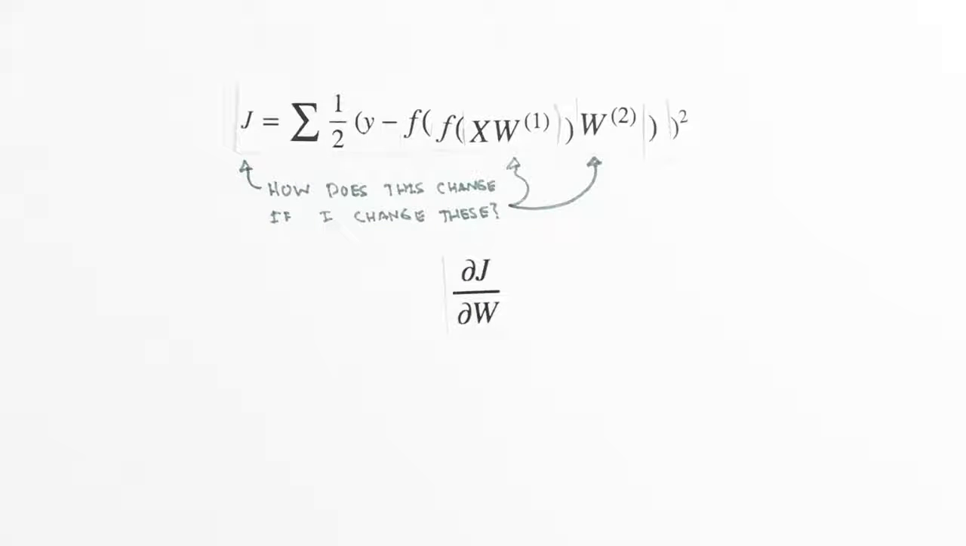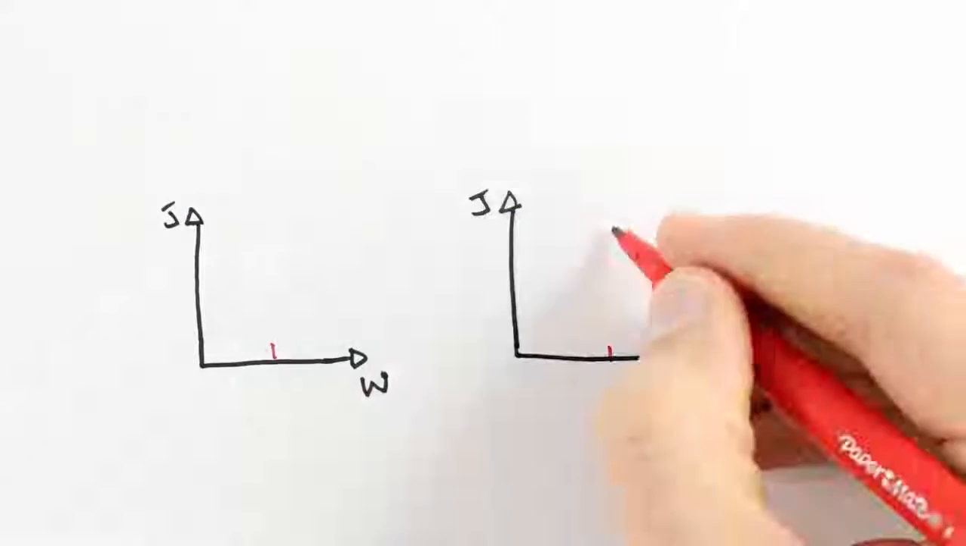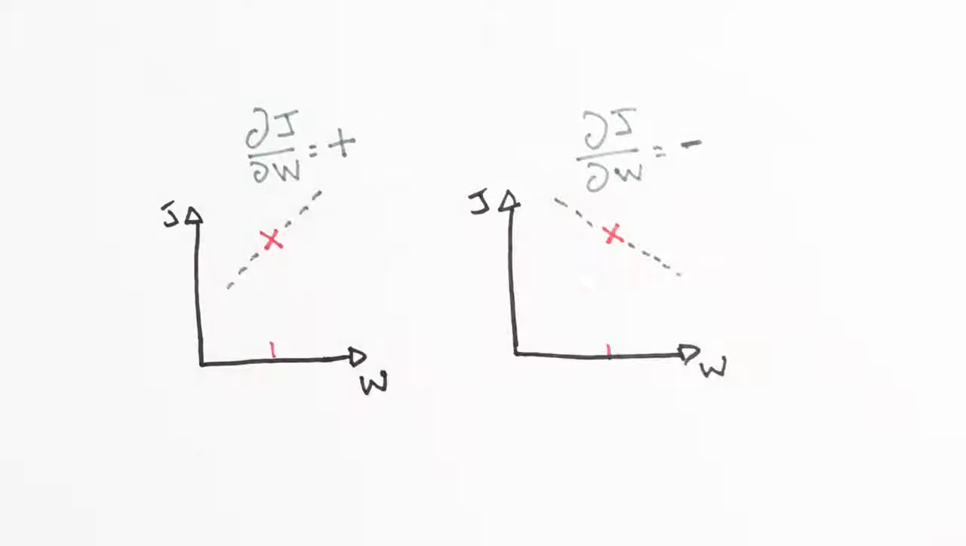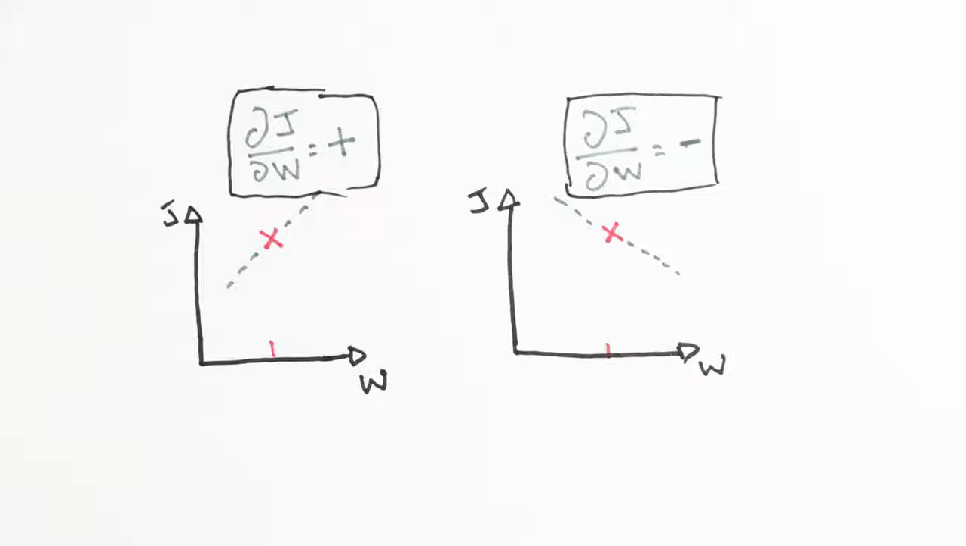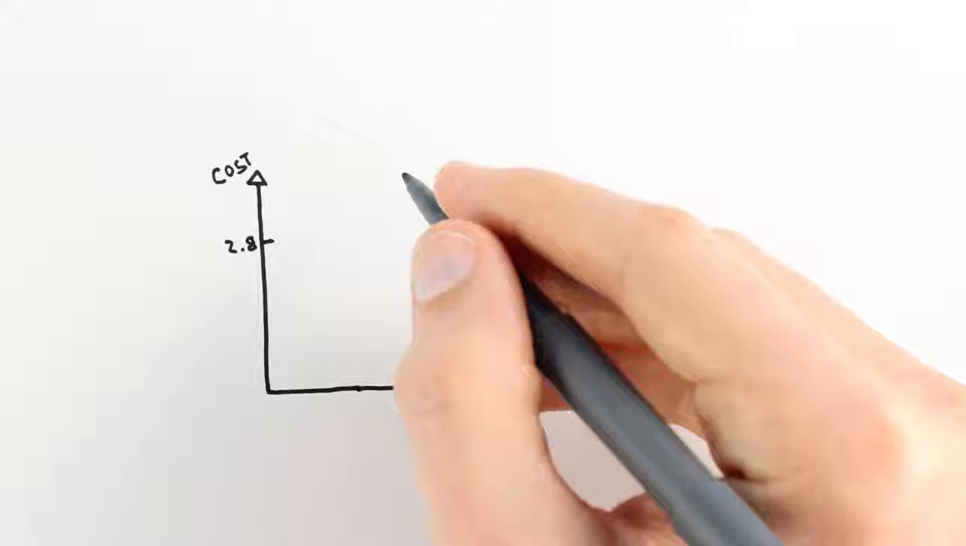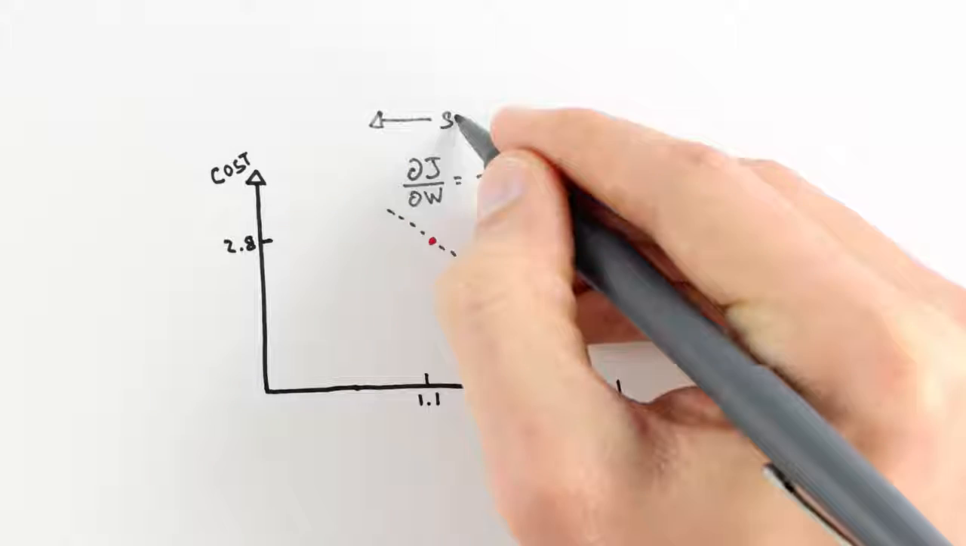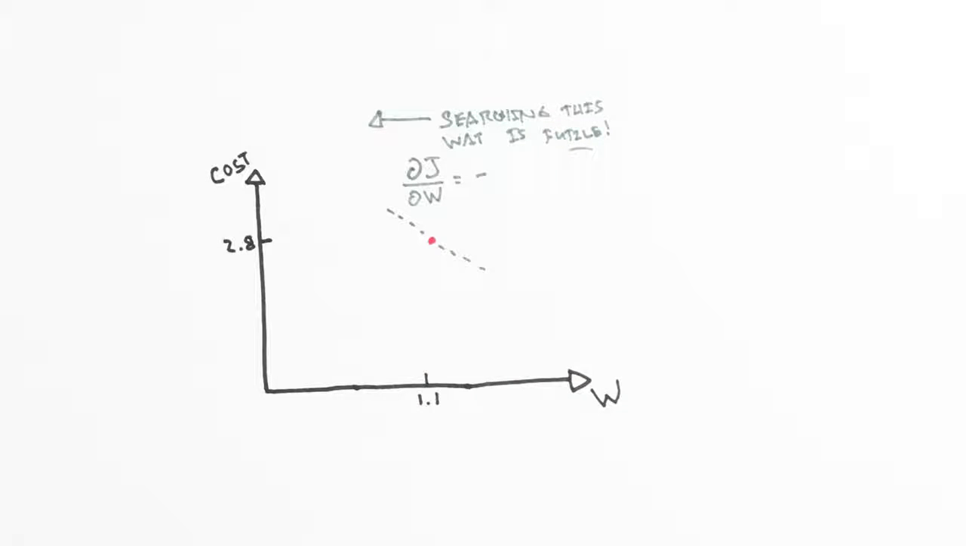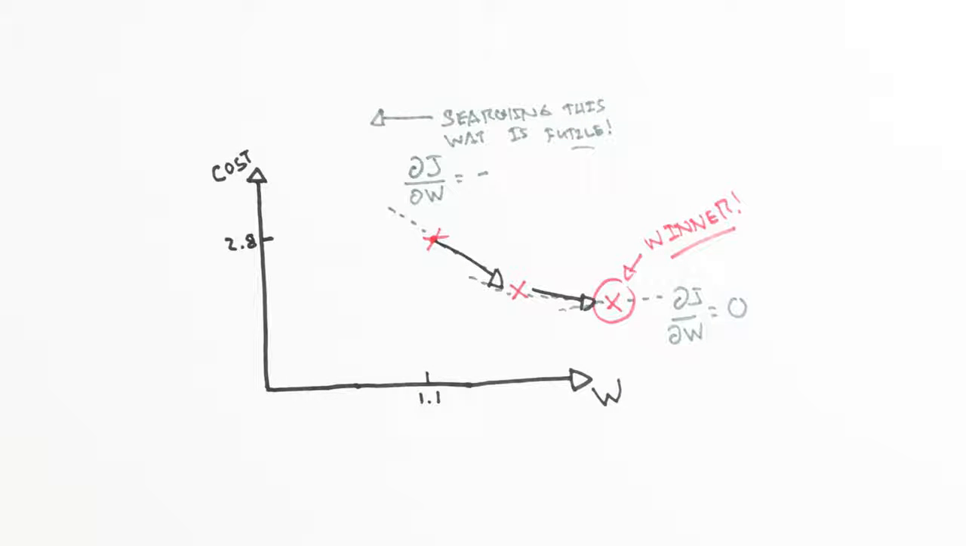We can derive an expression for dj/dw that will give us the rate of change of j with respect to w for any value of w. If dj/dw is positive, then the cost function is going uphill. If dj/dw is negative, then the cost function is going downhill. Now we can really speed things up. Since we know in which direction the cost decreases, we can save all the time that we would have spent searching in the wrong direction. We can save even more computational time by iteratively taking steps downhill and stopping when the costs stop getting smaller.